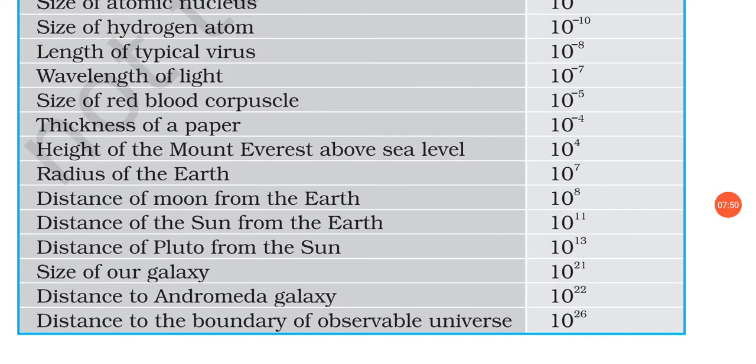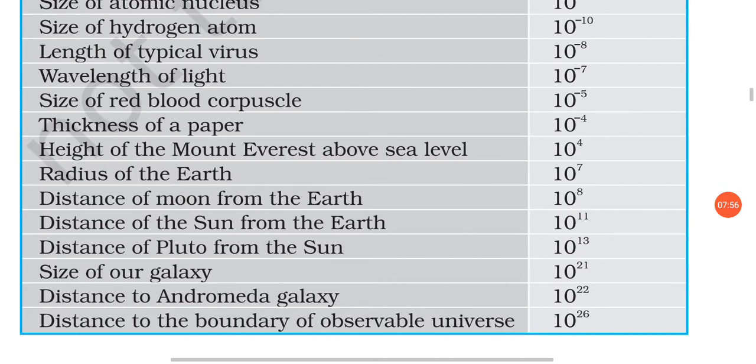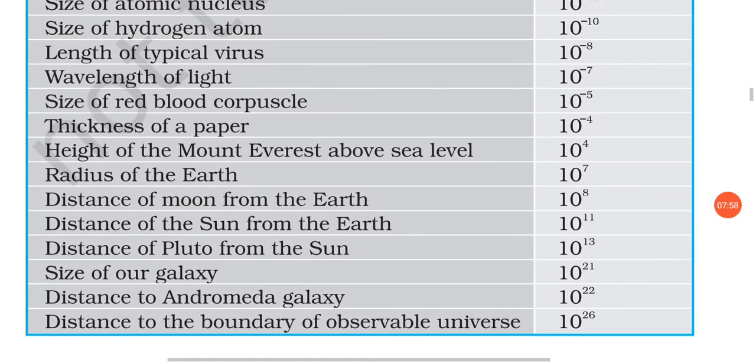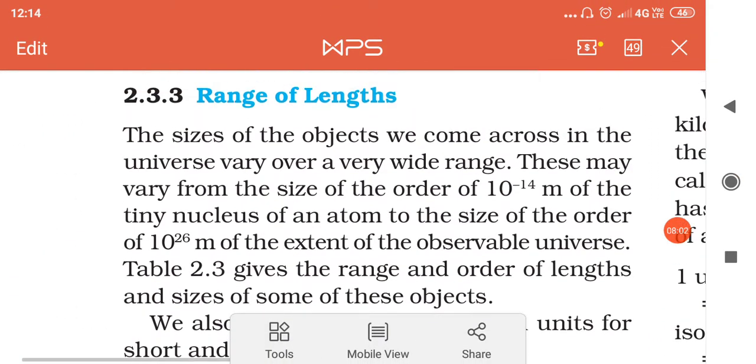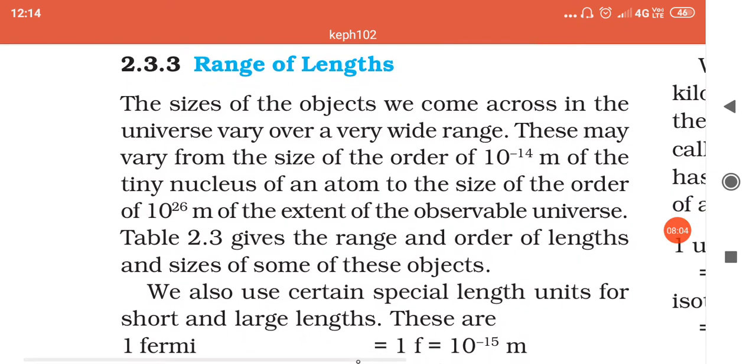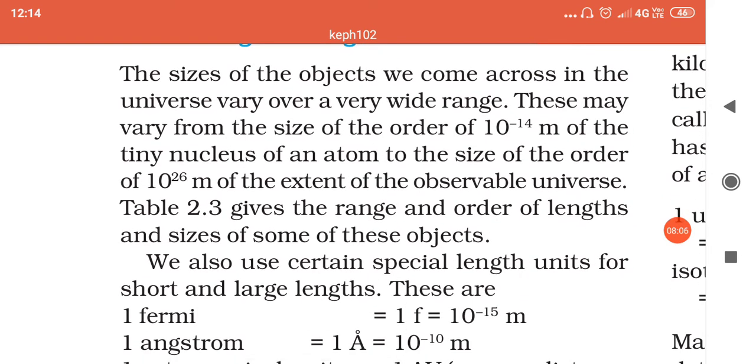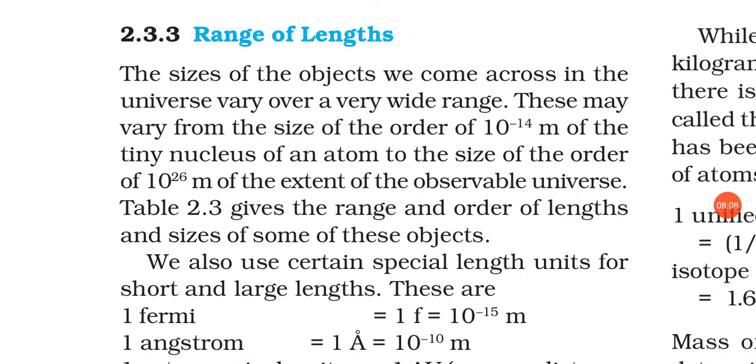And the last one is the distance to the boundary of the observable universe, which is 10 raised to 26 meters. So this is the range of length: from 10 raised to minus 14 meter to 10 raised to 26 meters.